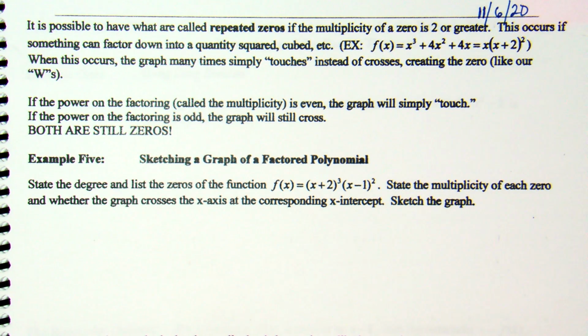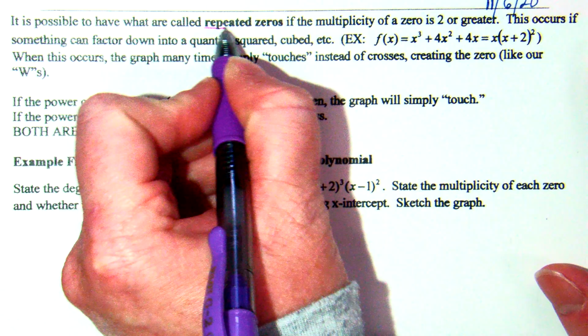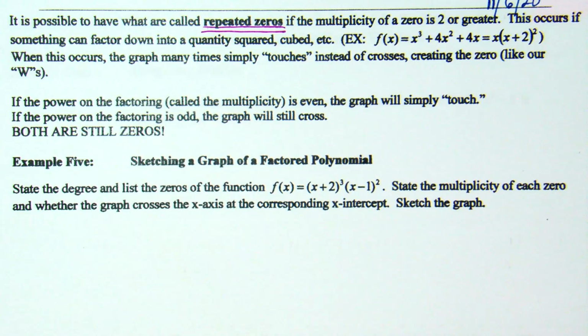Now, there is a bunch of information here to kind of look at. So let's read through this information here, and I'll explain it and make sense of it in example 5. First of all, it is possible to have what we call repeated zeros if the multiplicity of a 0 is 2 or greater. Now, when we talk about the multiplicity of a 0, so first of all, remember a 0. Like, for instance, if you look back to the last problem we did.